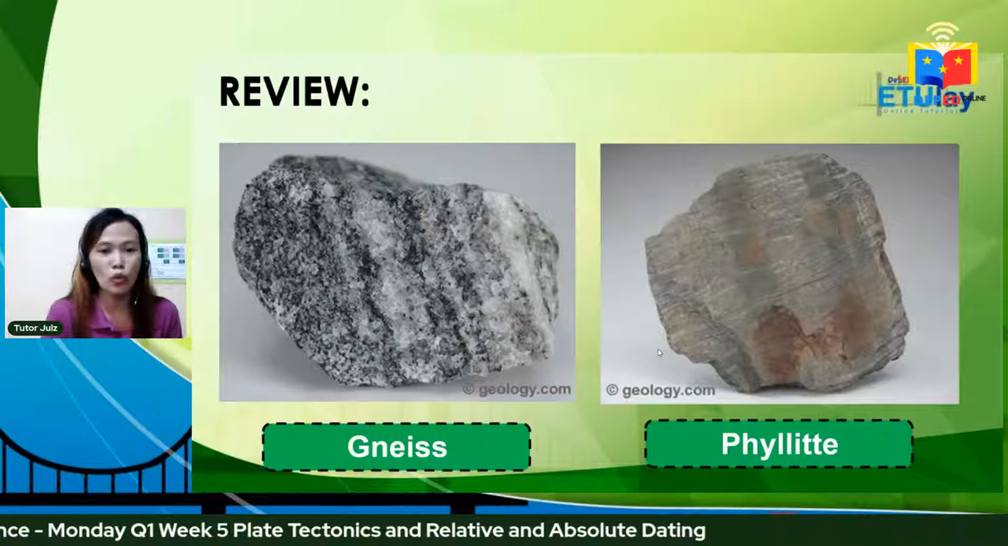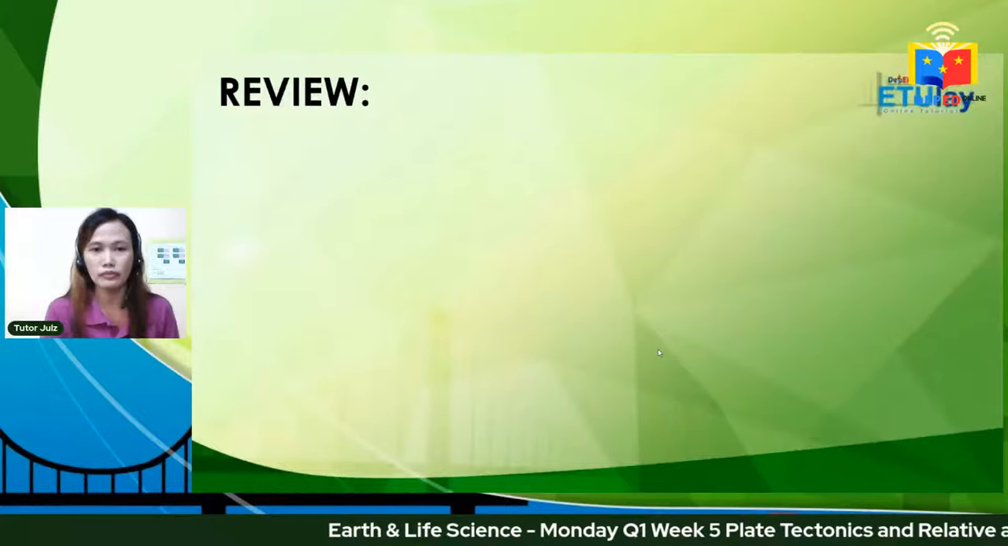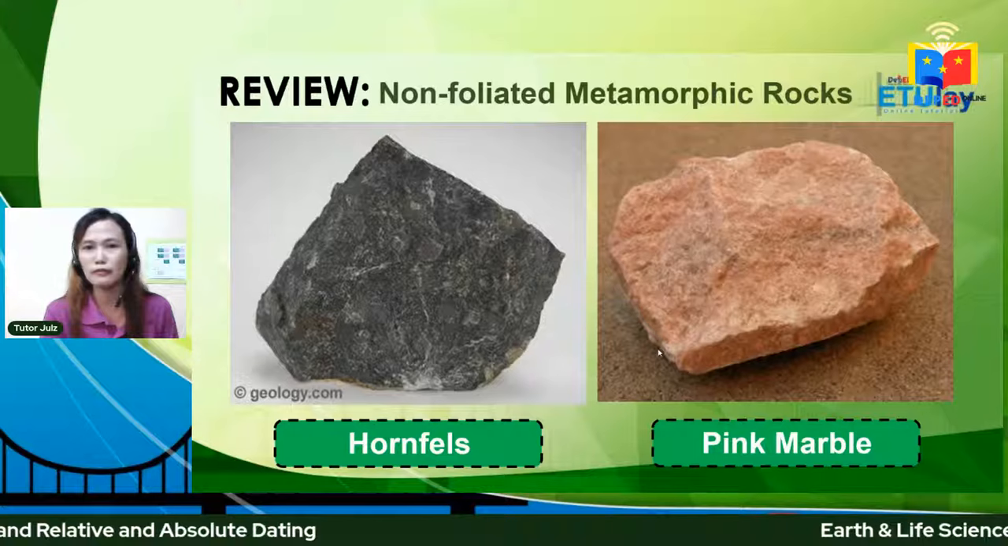Thank you. So what do you call this? There is a layered rock. There is a layer of the rock. So that is known as foliated metamorphic rock. Another type of rock. Identify the type of rock. The samples here are hornfels and pink marble. The particles are distributed randomly. That is known as non-foliated metamorphic rock.